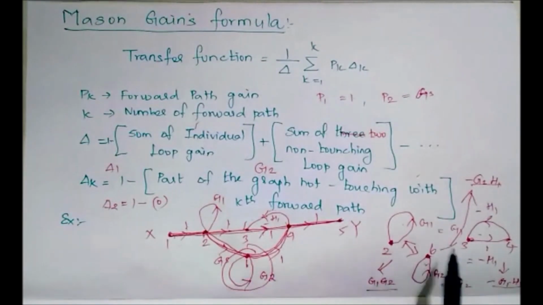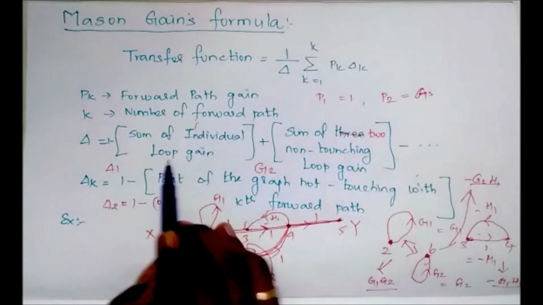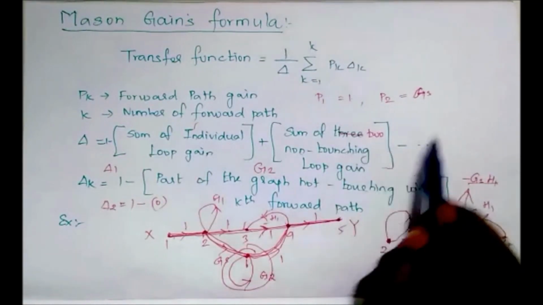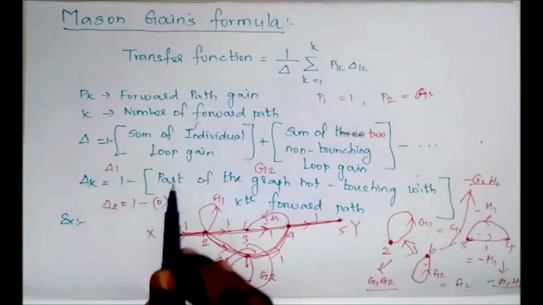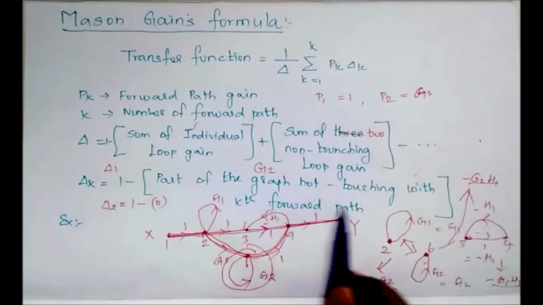So this is the way to substitute sum of individual loop gain, sum of two non-touching loop gain, minus sum of three non-touching loop gain, to calculate del and del k value, the part of the graph not touching with the kth forward path.